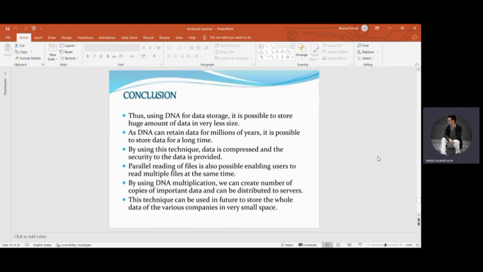Conclusion. Thus, using DNA for data storage, it is possible to store a huge amount of data in very little size and time. As DNA can retain data for millions of years, it is possible to store data for a long time. Using this technique, data is compressed and security is provided. Parallel reading of files is also possible; the user can read multiple files at the same time. By using DNA multiplication, we can create a number of copies of important data and distribute them to servers. This technique can be used further to store the whole data of various companies in very small space.